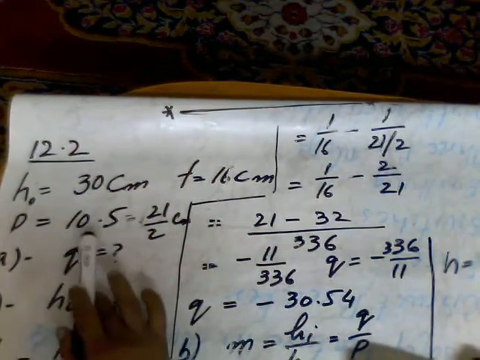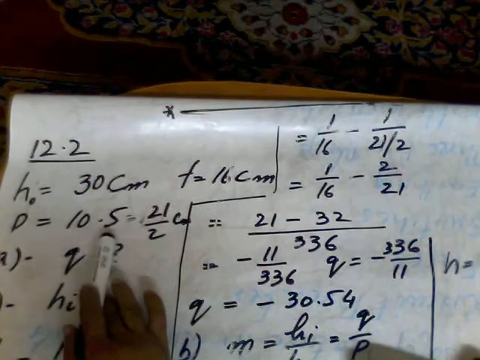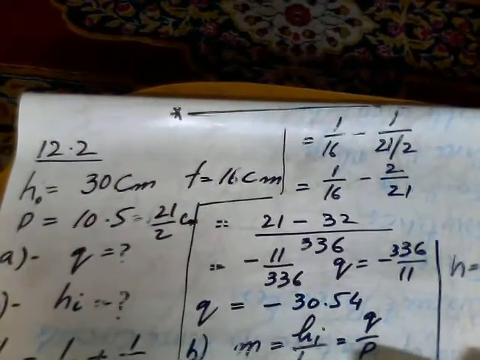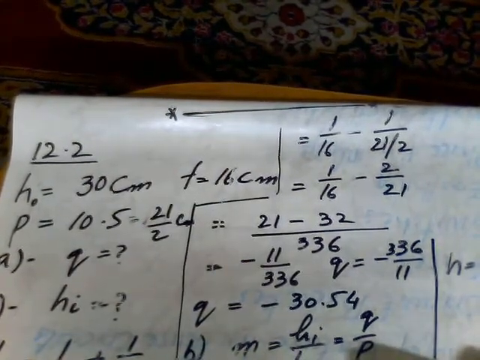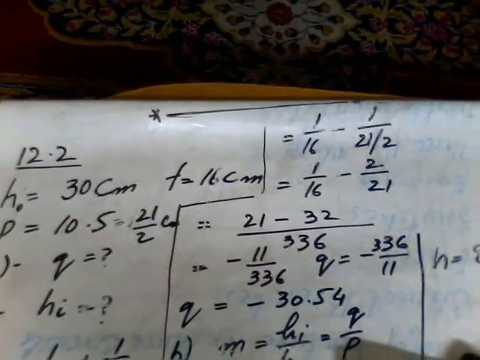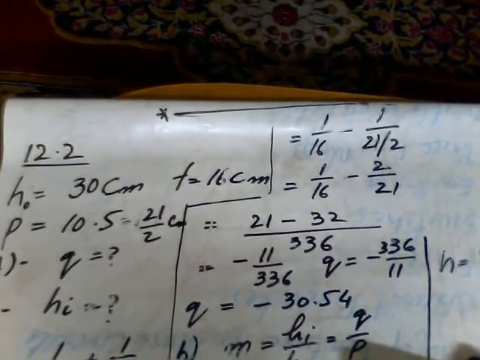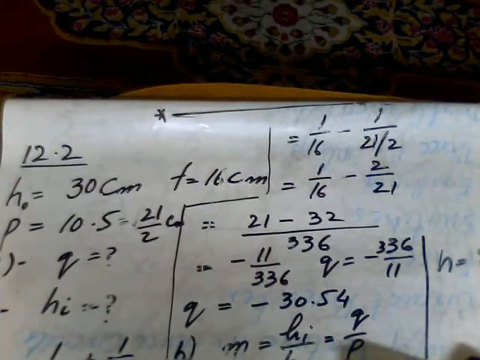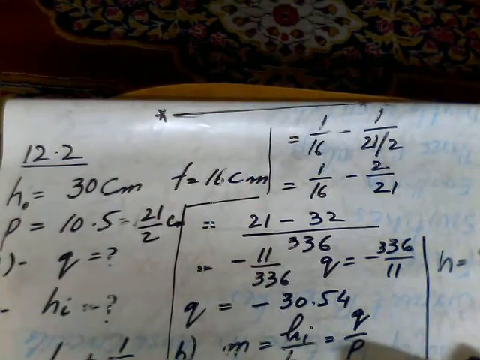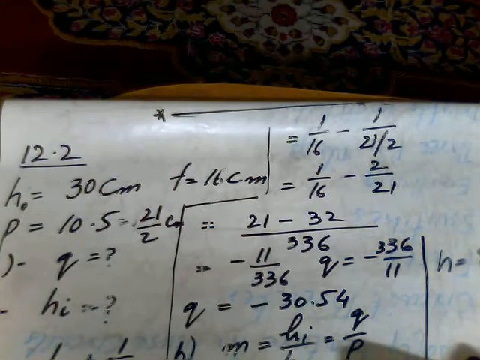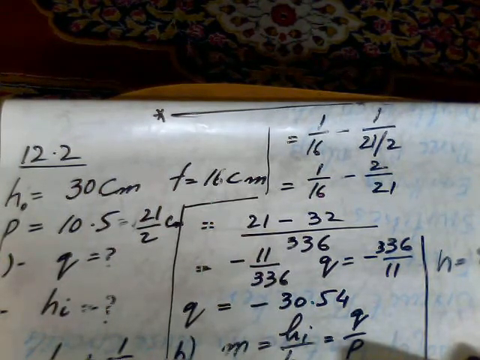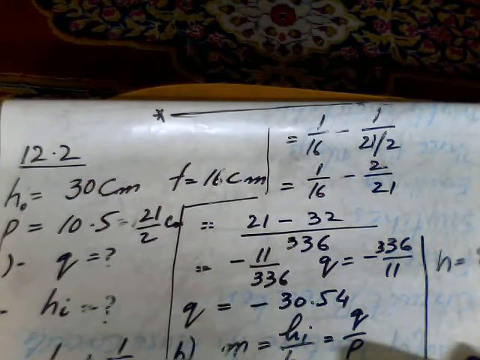10.5 can be written as 21 over 2. The object, 30 centimeters tall, is located at 10.5 centimeters, so p is 10.5 from a concave mirror. Now, a concave mirror is converging. The focal length and its image will be considered as positive.